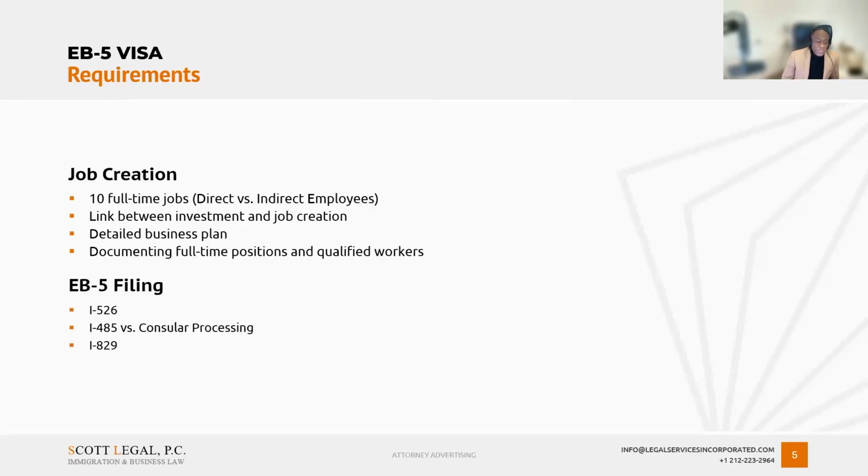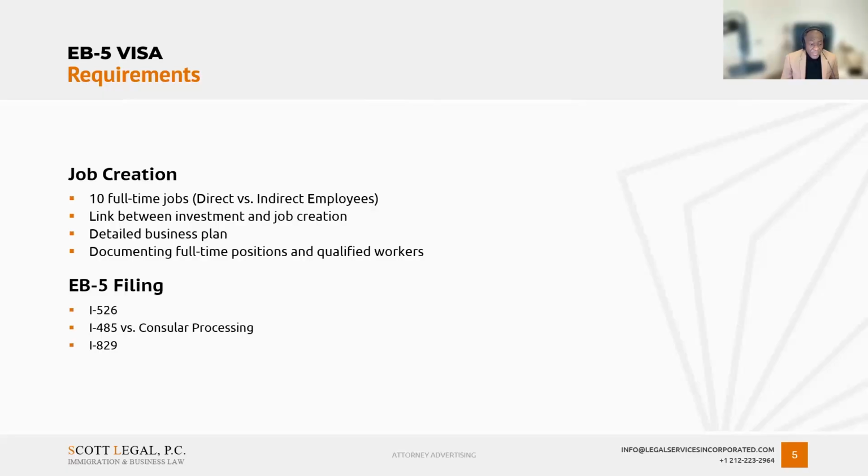So the third thing that we're going to talk about is the actual filing. When you're filing an EB-5 petition, you're going to be filing an I-526 petition. So it's either going to be I-526 or I-526E, depending on whether it's a regional center or direct investment. And that's the petition that shows that you have invested the required amount of money, that the source of funds is fine, and that you are going to be able to meet the job requirements. And that is going to be filed with USCIS.